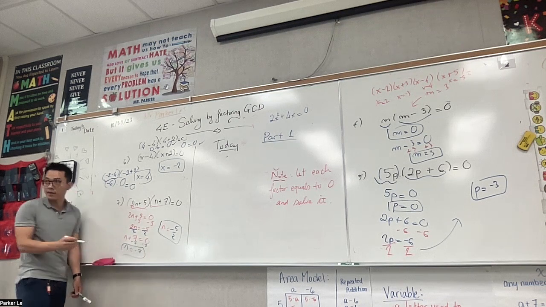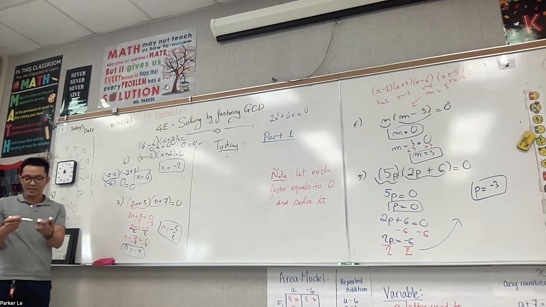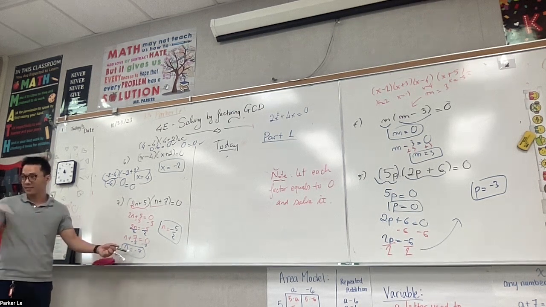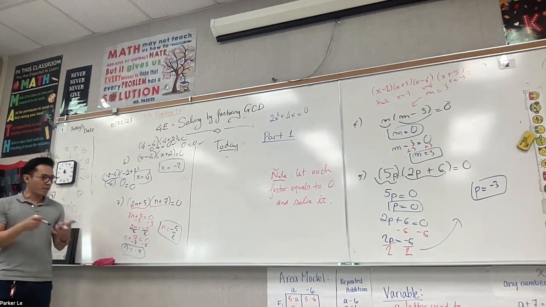N plus 7 equal to 0. What is that? N equal to, yeah, n equal to -7. Yeah. So one more, Jacob.